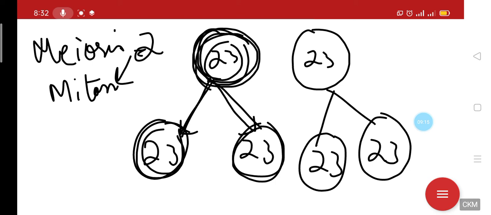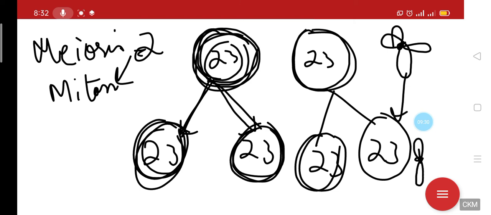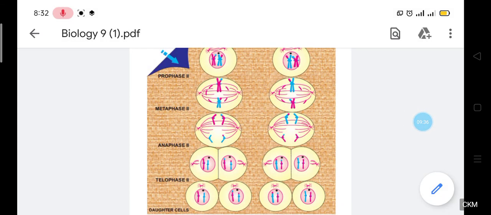So students, here the two cells are going to produce four cells having 23 chromosomes. In the start, the chromosomes had sister chromatids. Now in the daughter cells, each chromosome has one chromatid. So this is basically meiosis 2.